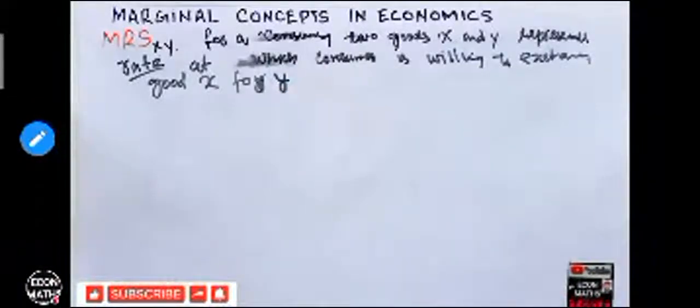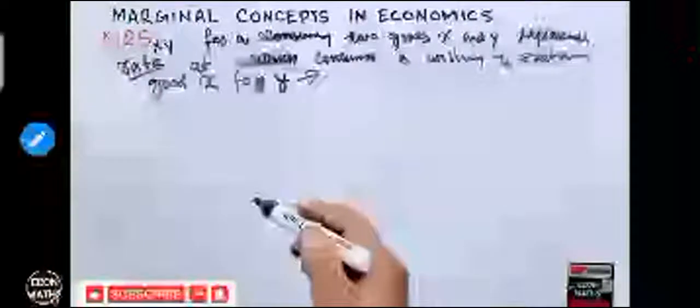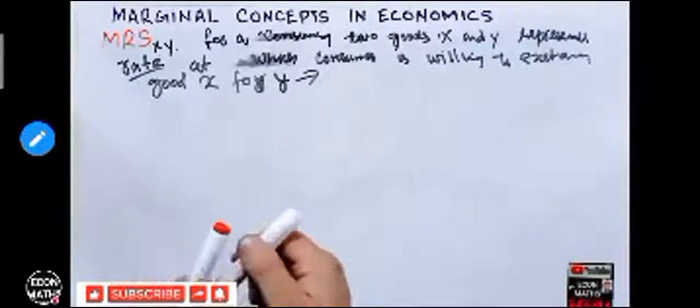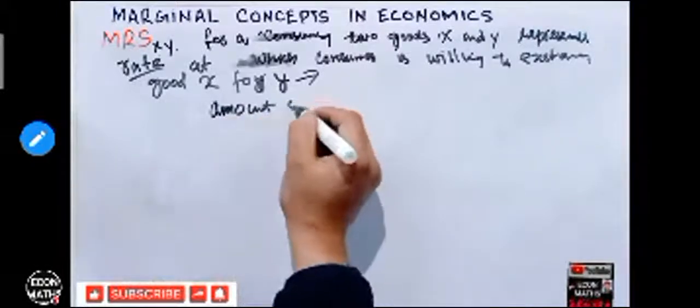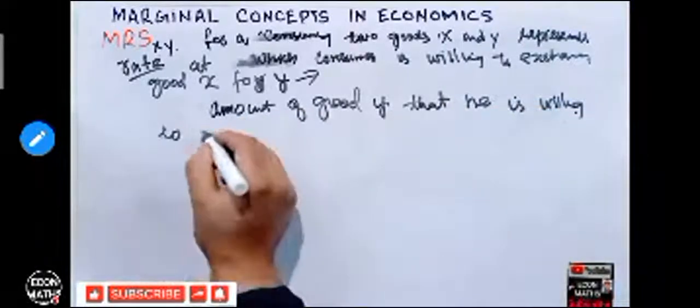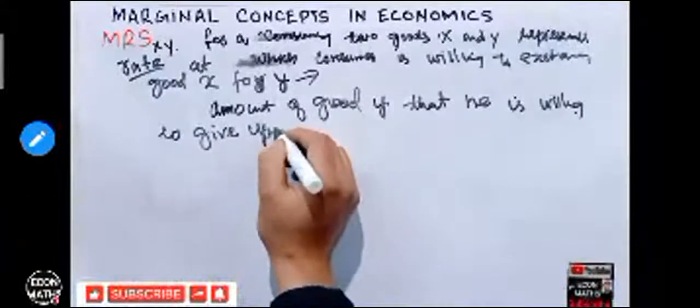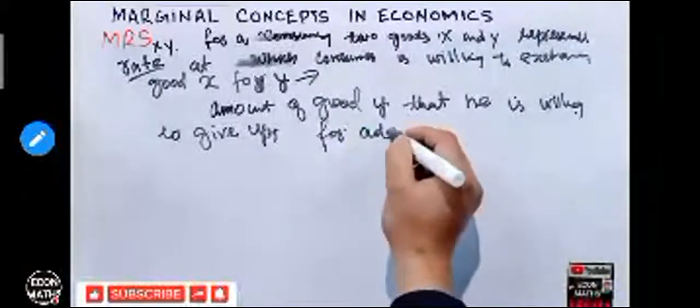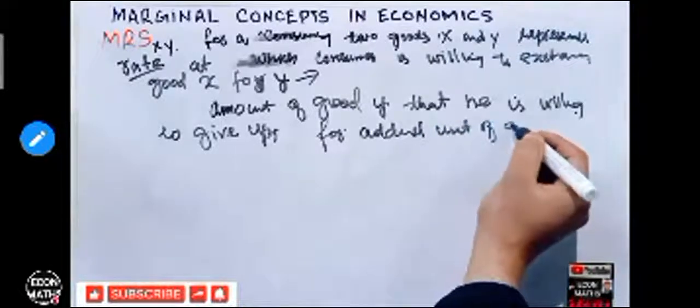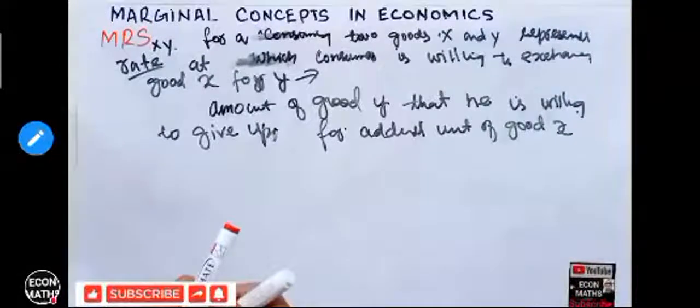Actually it is the concept of the indifference curve, and this change is such that the satisfaction level of the consumer remains the same. Now the marginal rate of substitution between X and Y is the amount of good Y that he is willing to give up to get an additional unit of good X. So we can also write it as the amount of good Y that the consumer is willing to give up or sacrifice for an additional unit of good X. So how do we find it?